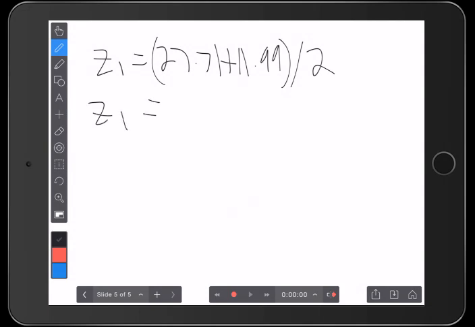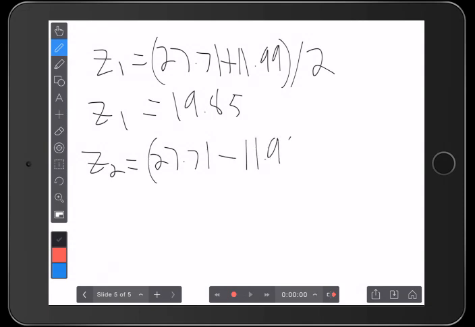So Z1 is 19.85. Z2 is 27.71 minus 11.99, because I have the plus and minus case, divided by 2. So Z2 is then 7.86.